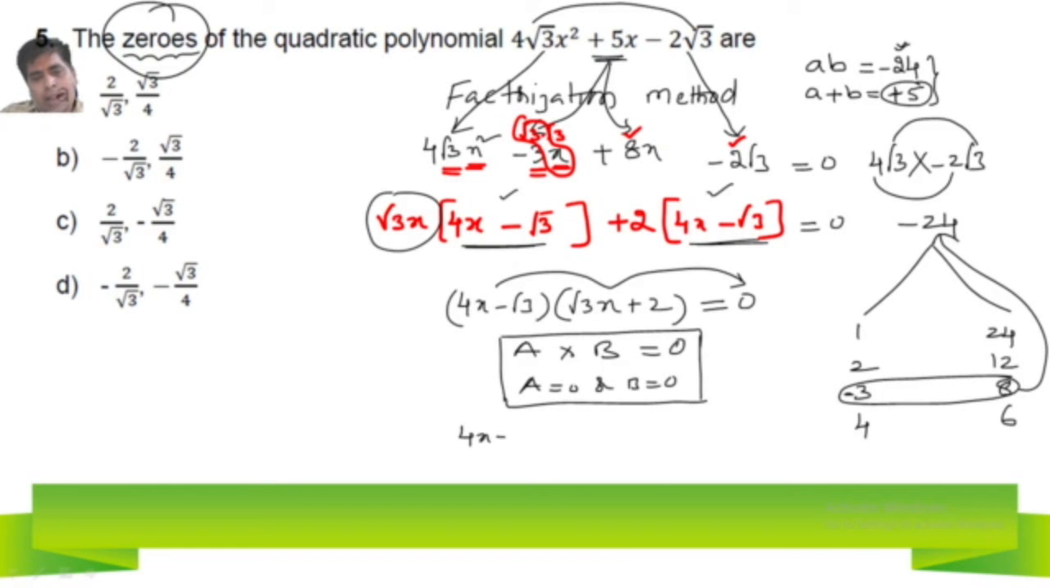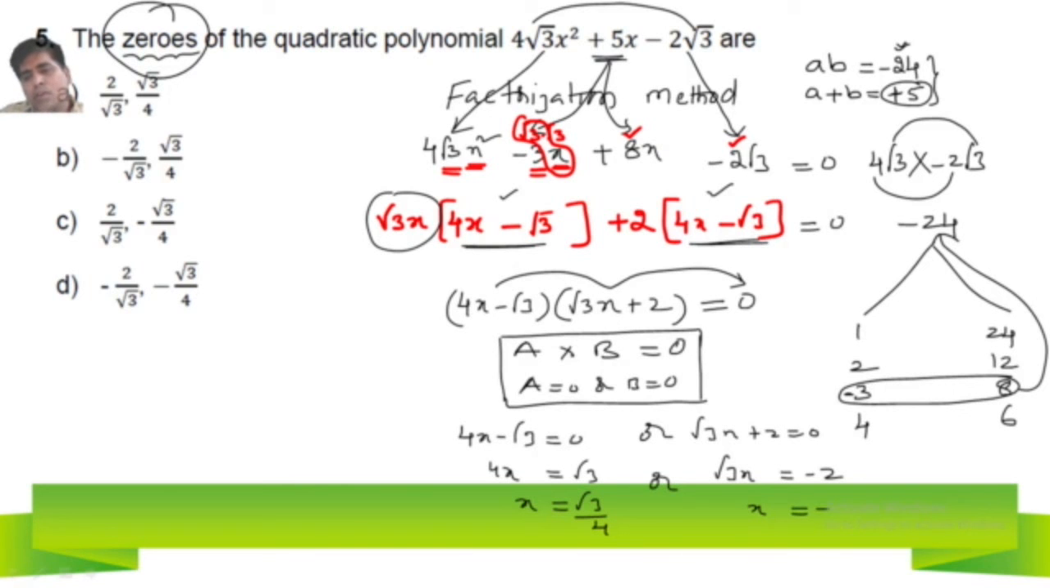So 4x minus root 3 is equal to 0 or root 3x plus 2 is equal to 0. So solve for x here. 4x is equal to root 3, x is equal to root 3 by 4. Or root 3x is equal to minus 2, x is equal to minus 2 by root 3. So these are the zeros of the given quadratic polynomial.